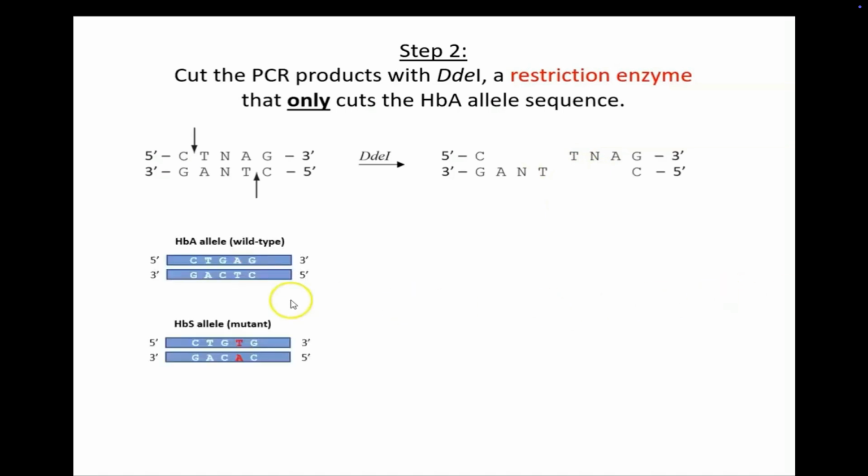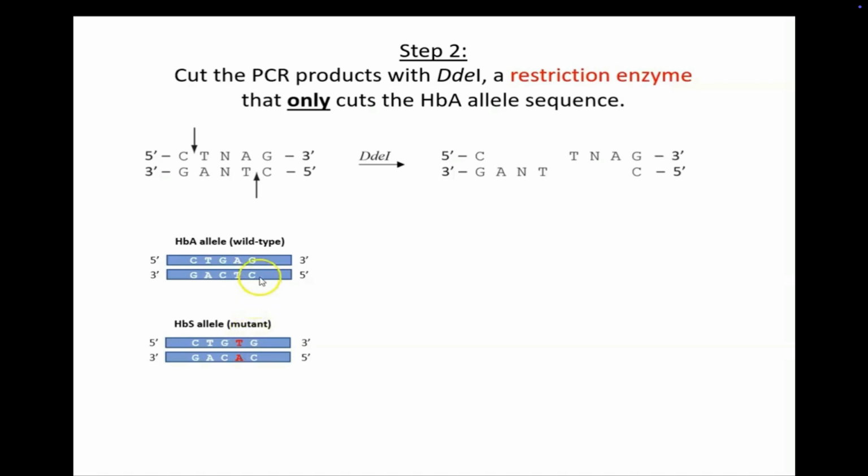Well, it turns out that if you look at the HBA allele, the wild type allele, here's that GAG, which changes to a GTG in the mutant S allele. And you'll notice the 2 nucleotides just to the left of that are C and T. So in the wild type allele, we have a perfect site for DDE1 digestion, whereas that mutation changes the sequence, and it is no longer a DDE1 recognition site.